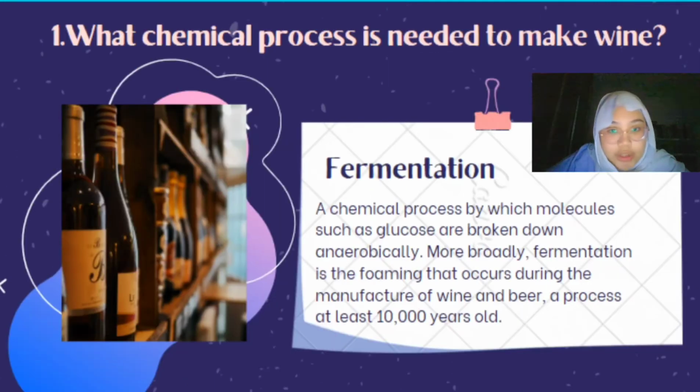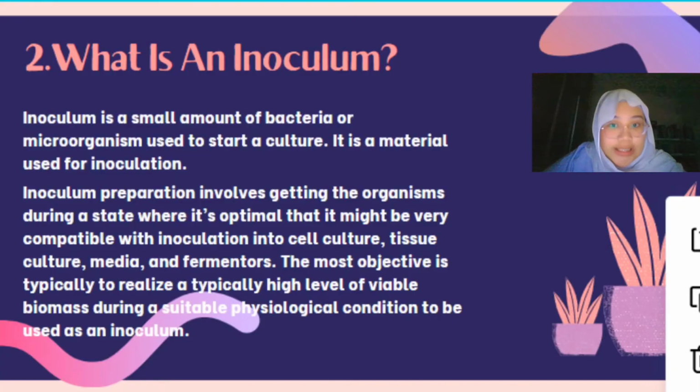The first question is, what chemical process is needed to make wine? Fermentation is a chemical process by which molecules such as glucose are broken down anaerobically. The second question is, what is an inoculum? An inoculum is a small amount of bacteria or microorganisms used to start a cell culture. It is a material used for inoculation in winemaking.